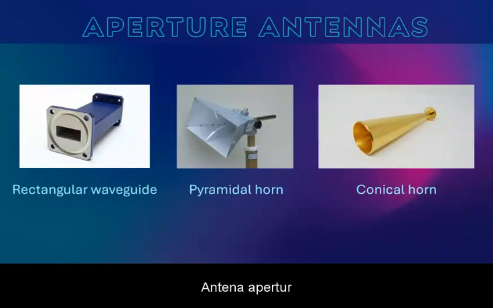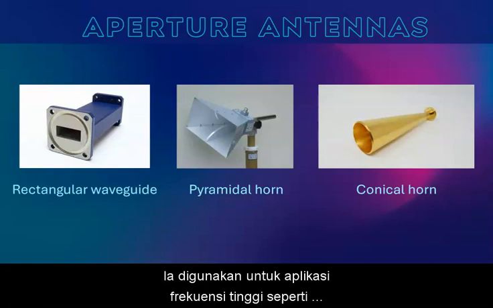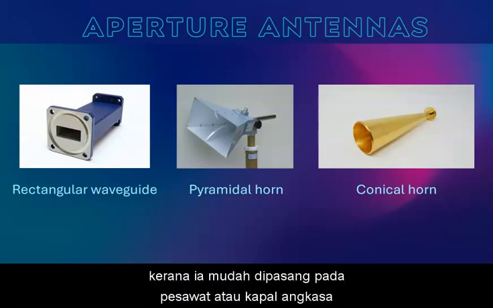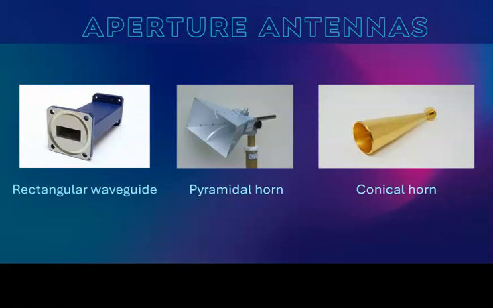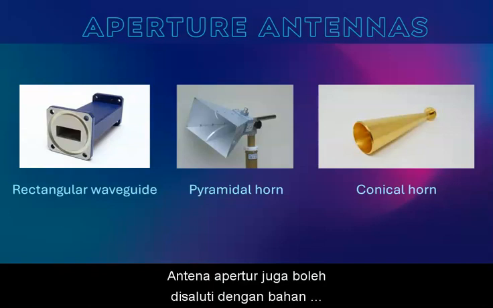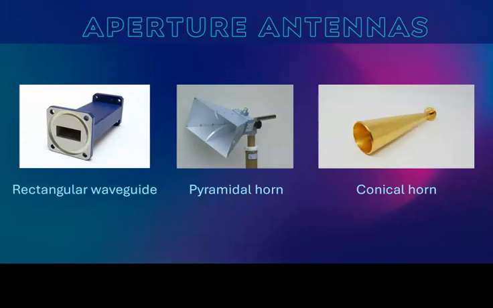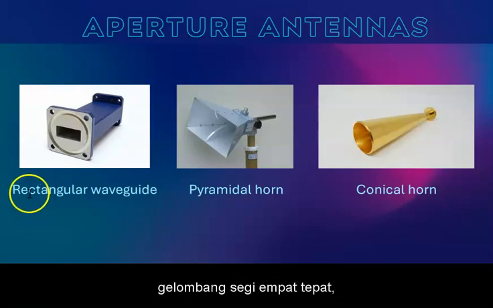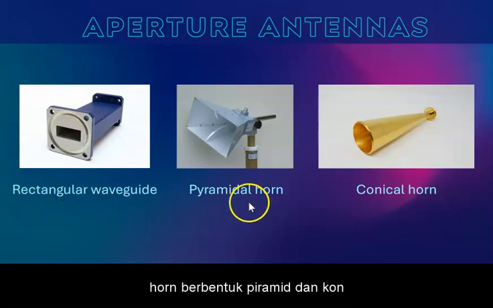Next, we have aperture antennas. These antennas are used for high-frequency applications such as aircraft and spacecraft applications because they are conveniently flush-mounted on the skin of the aircraft or spacecraft. They can also be covered with a dielectric material to protect them from hazardous conditions. Some examples of aperture antennas are the rectangular waveguide, pyramidal horn, and conical horn.